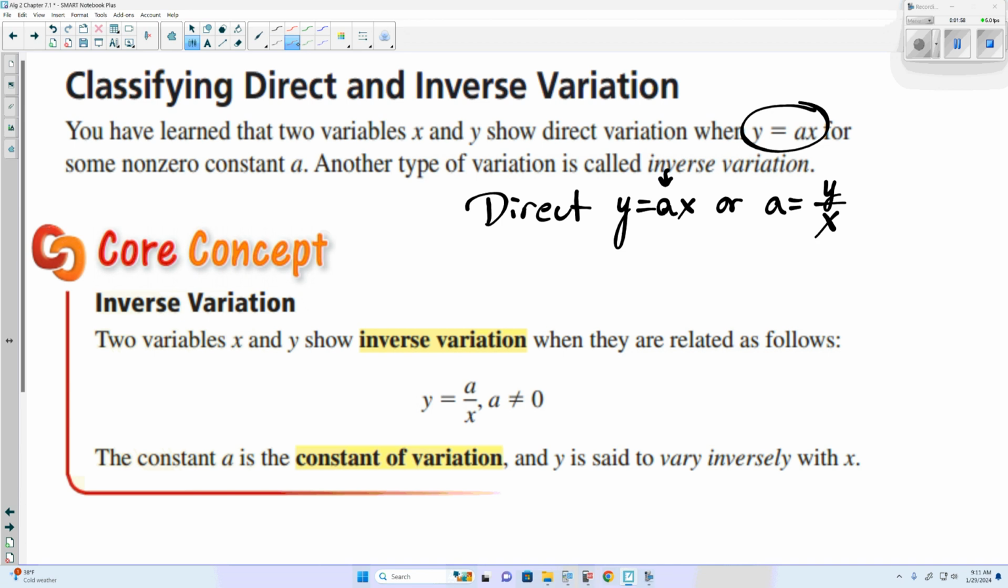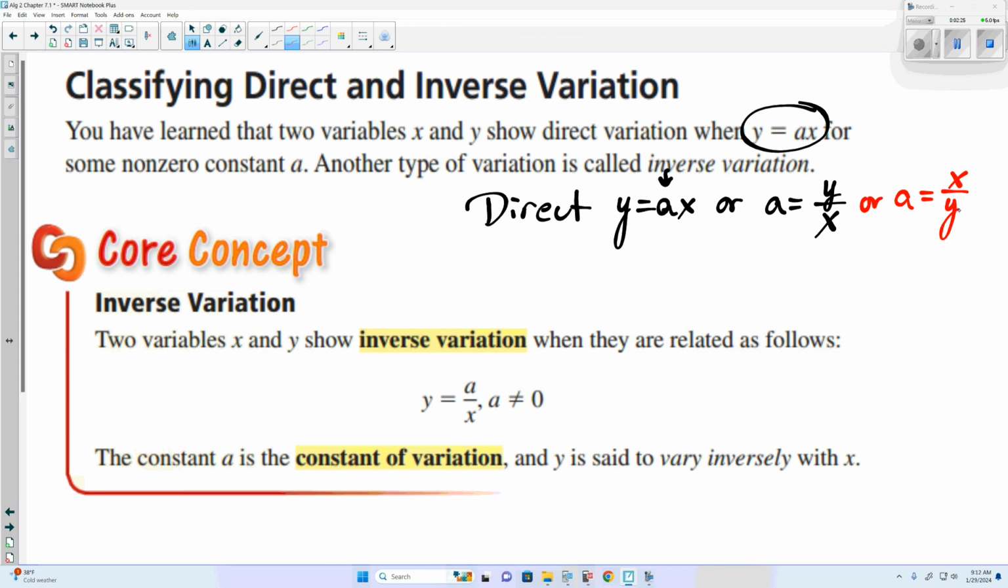Now, we do technically have a third version of this. And that's just saying a is equal to x over y. Because x over y and y over x are the same thing, because x and y are just our variables. So if we see an equation in the form of y equals a times x, a is equal to y over x, or a is equal to x over y, we would consider this a direct variation.